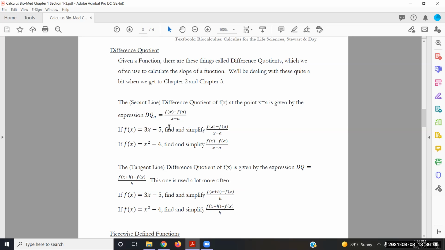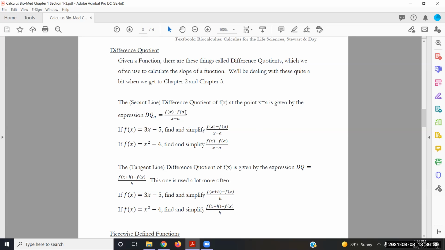And in this case, we're going to have two different difference quotients, which we're going to be focusing on, for now at least. Later on, the tangent line difference quotient is going to be the one which you are going to be doing every single time. But for now, we want to understand what these difference quotients are and what they represent. Like I say, we'll be dealing with these a lot when we get to chapter 2, but mostly chapter 3. Chapter 3, 3.1 through 3.3, I think, are just exercises in difference quotients and understanding them.